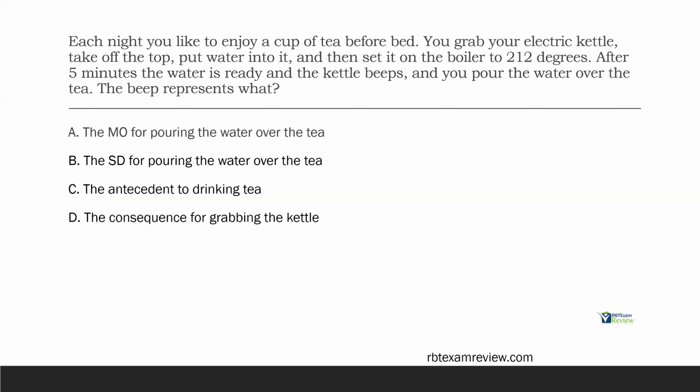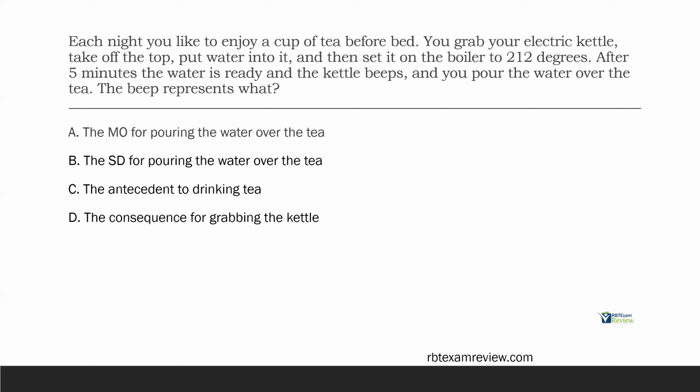All right. Each night you like to enjoy a cup of tea before bed. You grab your electric kettle, take off the top, put water into it, and then set it on the boiler to 212 degrees. After 5 minutes, the water is ready and the kettle beeps. You pour the water over the tea. The beep represents what? All right, a lot going on.